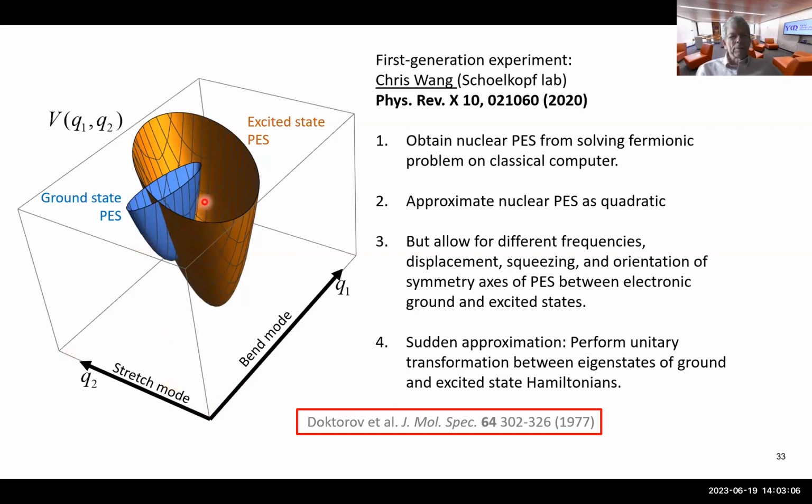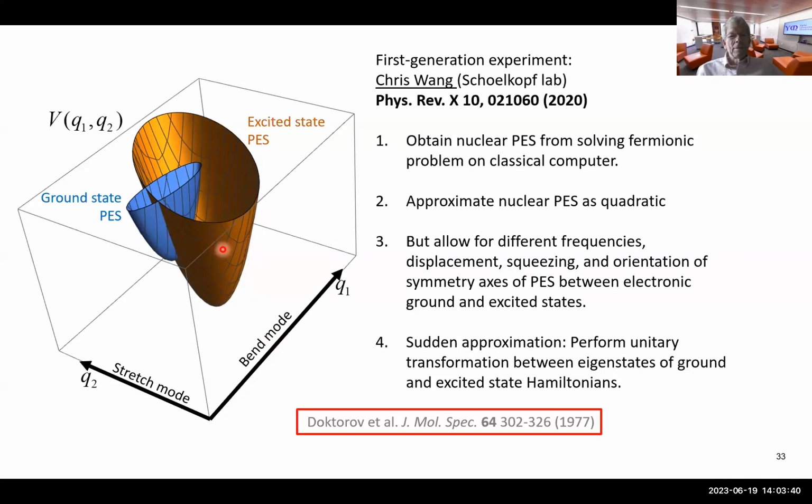And the initial potential energy surface, which we're going to approximate as harmonic, is symmetry aligned with these two orthogonal modes. But once you eject the electron from one arm, the new potential energy surface has different spring constants, a different origin, it's been displaced, and the whole thing is rotated because the bend and stretch modes are no longer protected by this reflection symmetry.